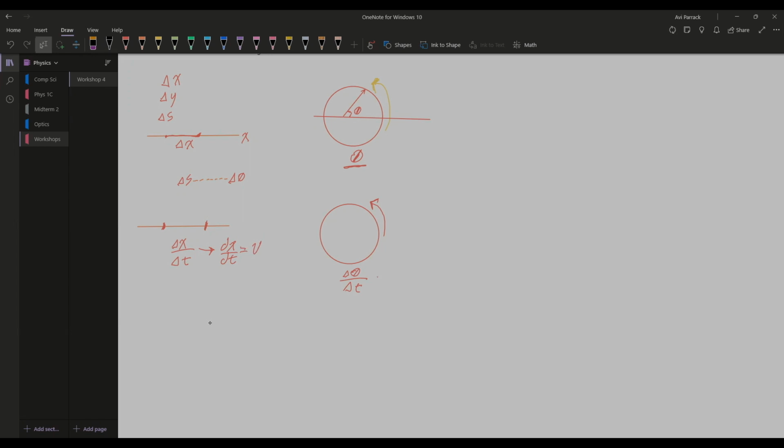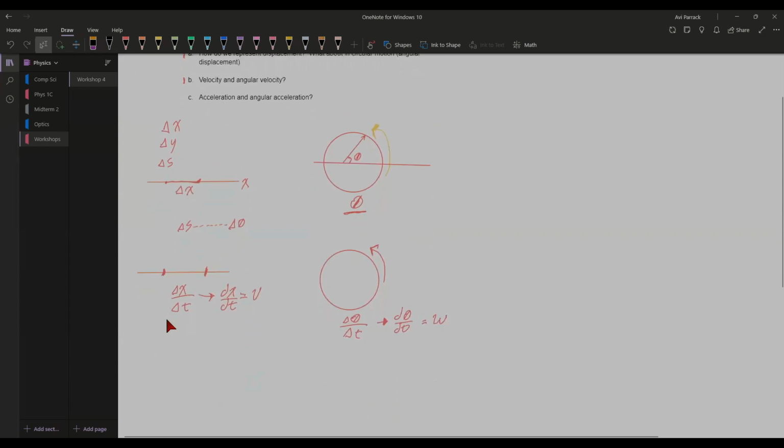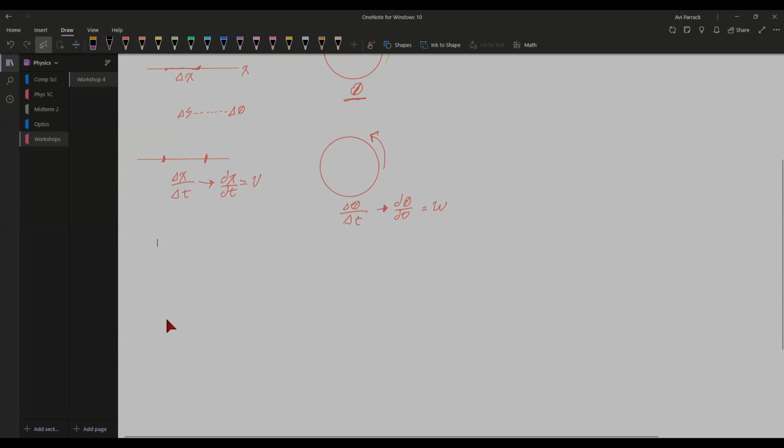Now we do the same thing here. If we take the limit, the change in the angle, we have d theta/dt, and that is going to be equal to what we're going to call omega, which is the angular velocity, omega. So if we go look at part B, we want to put the answer to part B.